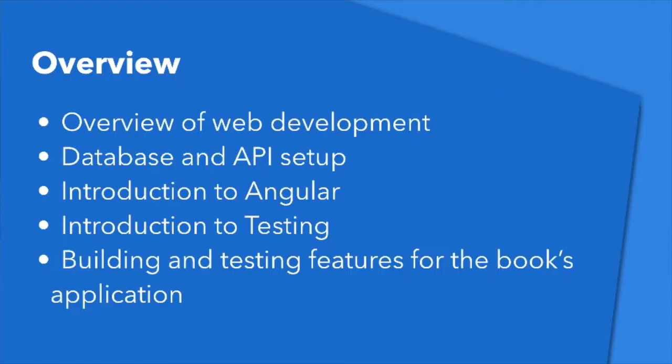Within this book, which spans over 500 pages, we'll begin with an overview of web development. You'll learn how web applications today work. You'll learn the division between an API and a front-end app and how those two things fit together. From there, we'll go on to the database setup and the API setup for the backend that's going to power the application that you're going to build.